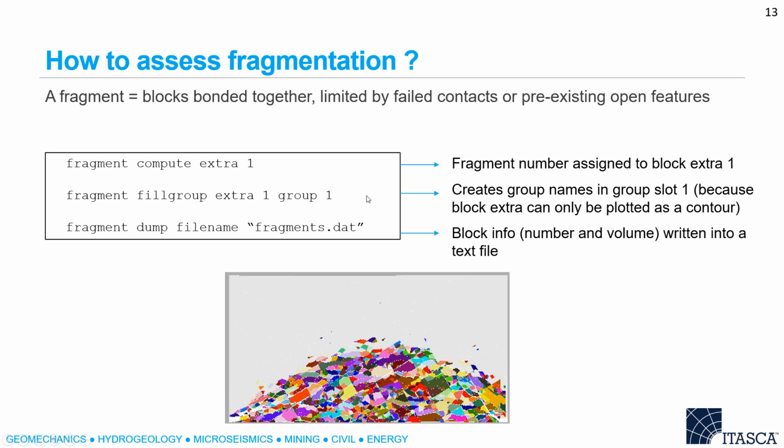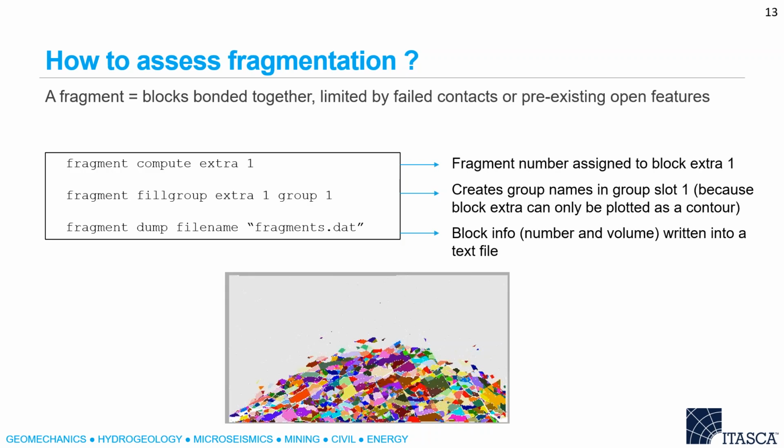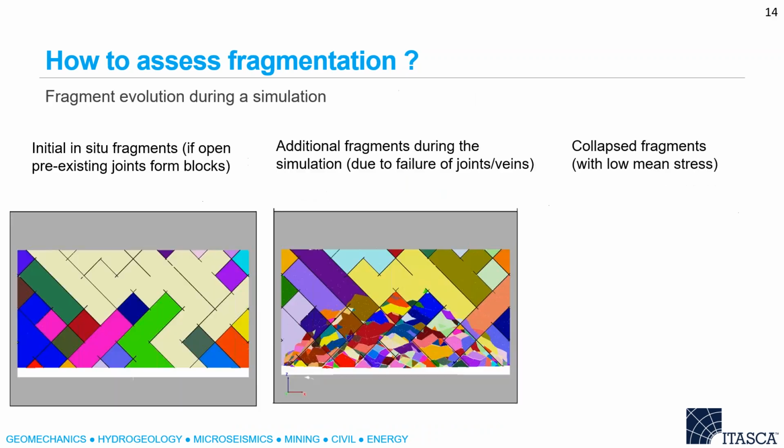They can be put into different groups so that the user can visualize them with different colors. So every color here represents a fragment. They can also be written into a text file with information on their ID number and their volume. And then when we have this information on the volume, we can compute some statistical information about those fragments.